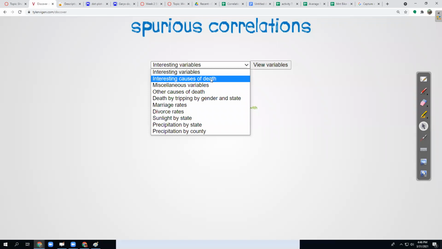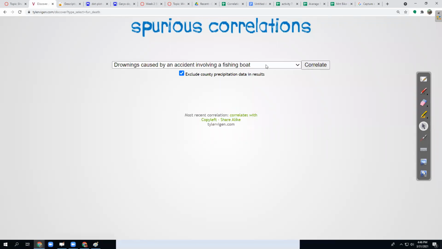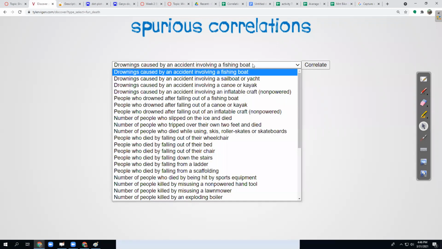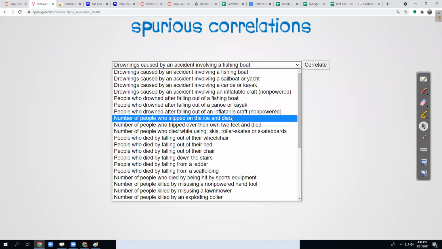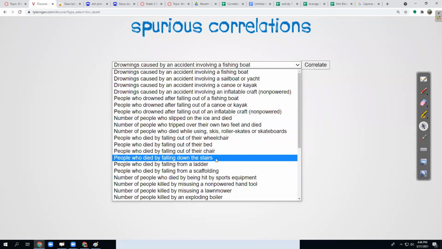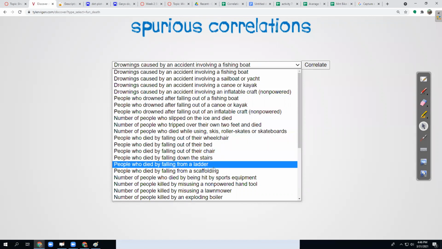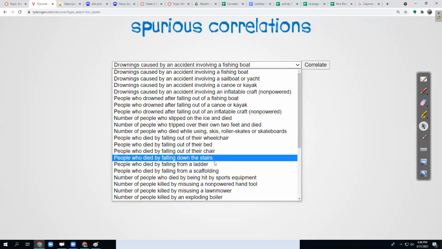So maybe interesting causes of death. And then I click view variables. And it gives me a whole bunch here. So then I pick one. So let's see, how about people who slipped on the ice and died? So people who died falling out of their bed. No, that's kind of, how about fell off a ladder? People killed by misusing a non-powered hand tool. Oh, that's a crazy one. All right, I'm gonna go with people who fell off a ladder.